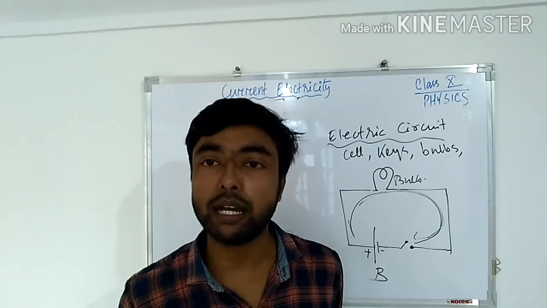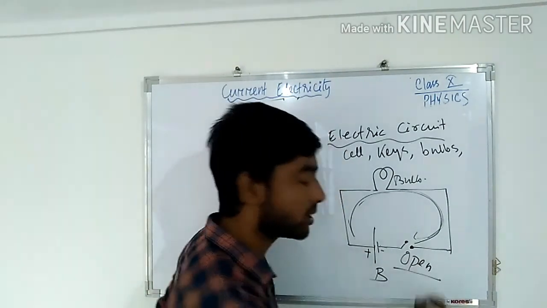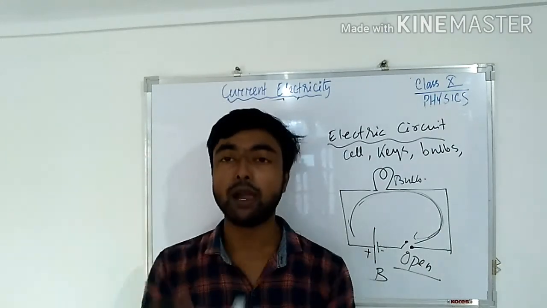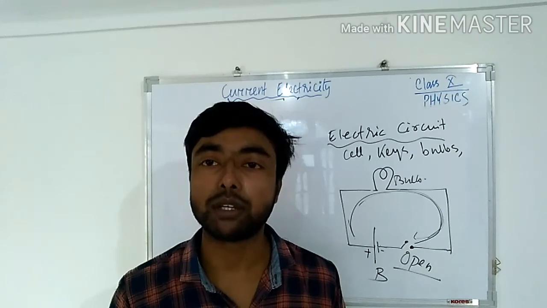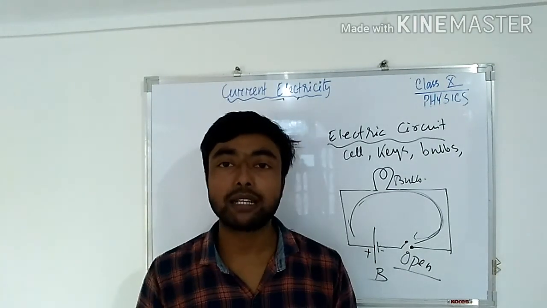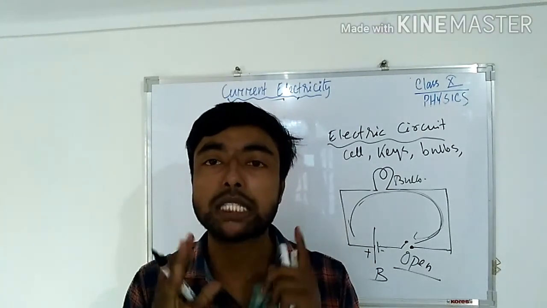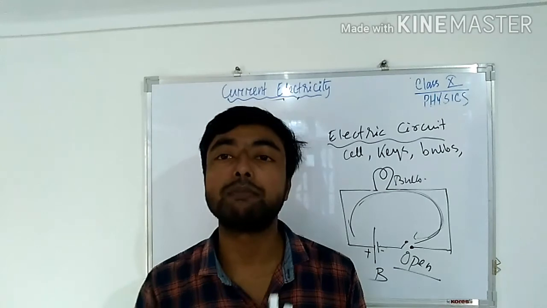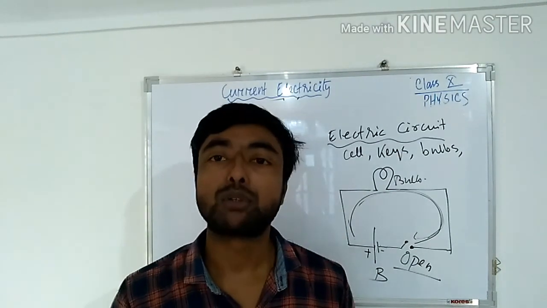So current will not get any path to flow. So we can say that in this open time, open switch, when it is open, current will not flow through the circuit. That means to flow, listen very carefully, to flow electric current through an electric circuit, the circuit must be closed. The circuit must be closed, otherwise this current will never flow through the circuit.